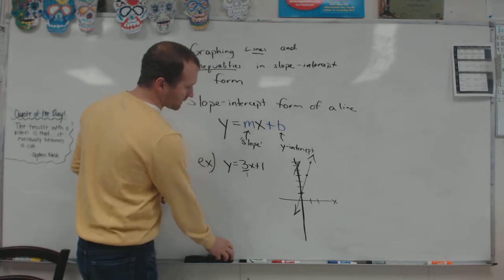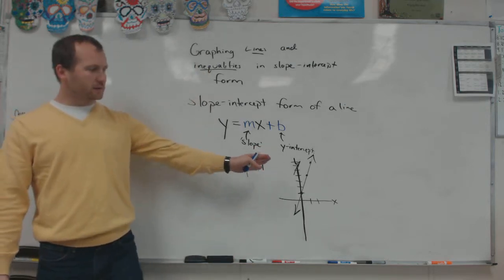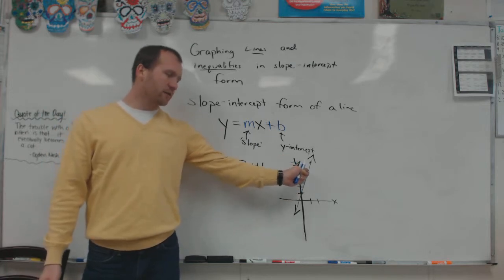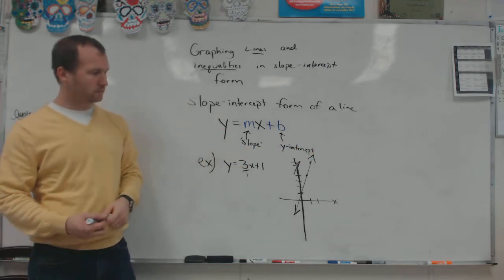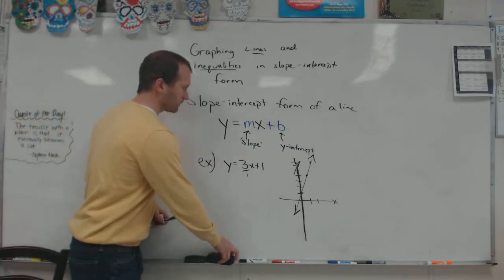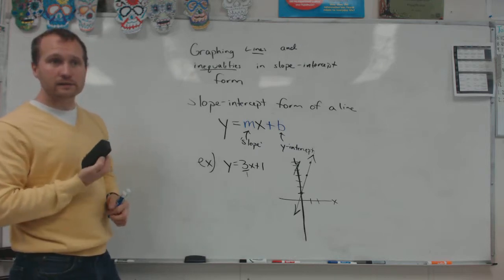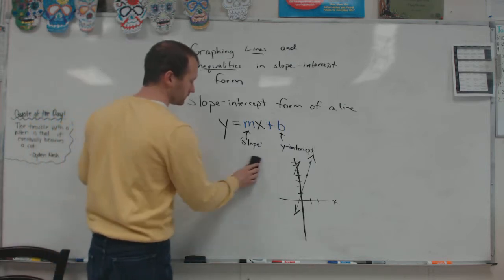We've done a lot of practice with this. Just looking at the slope and the intercept. The intercept is where it hits the y-axis. The slope is how far we go up and over. Now, we can also graph inequalities in this same way.